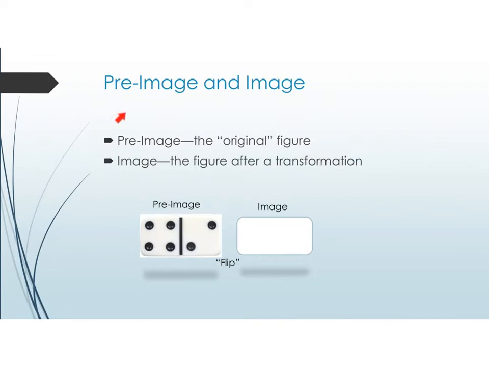Something else that's important is pre-image and image. Pre-image is the original figure, what I started with. Image is the figure after I transform it. In this case, I used a flip, so this is what the backside of that flip would look like. So pre-image is what I start with, and image is where it ends up after I do my transformation.